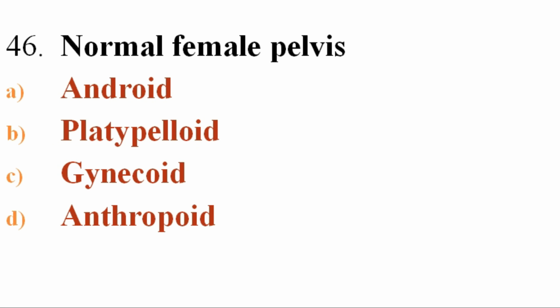Once again, android pelvis is heart shaped, platypelloid pelvis is kidney shaped, anthropoid pelvis is oval shaped, and gynecoid is the ideal shape with a round to slightly oval, which is a normal female pelvis or true pelvis.